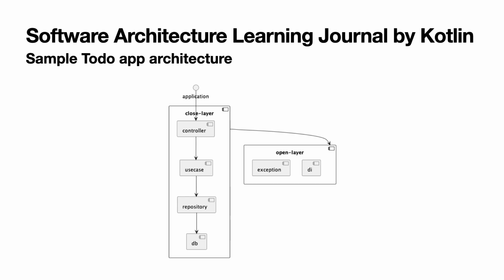The architecture consists of 4 closed layers: controller, use case, repository, and DB. Exceptions and dependency injection are accessed as open layers by each layer.